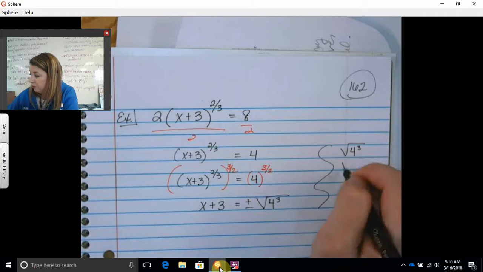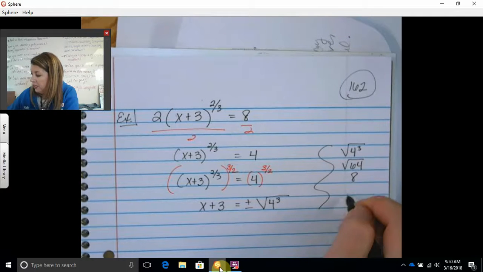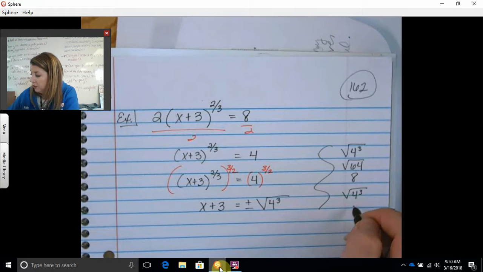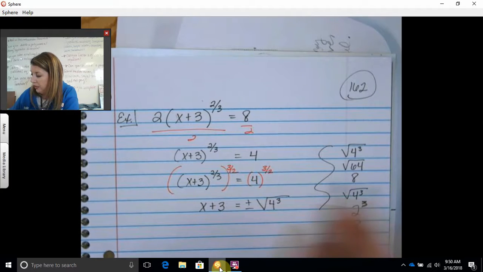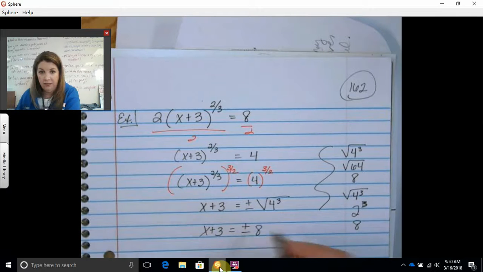Okay, what is 4 cubed? 64. And what's the square root of 64? 8. If we did the square root of 4 first, what's the square root of 4? 2. What's 2 cubed? 8. So we get the same thing, right? It does not matter which way you do it. So we have x plus 3 equals positive or negative 8.